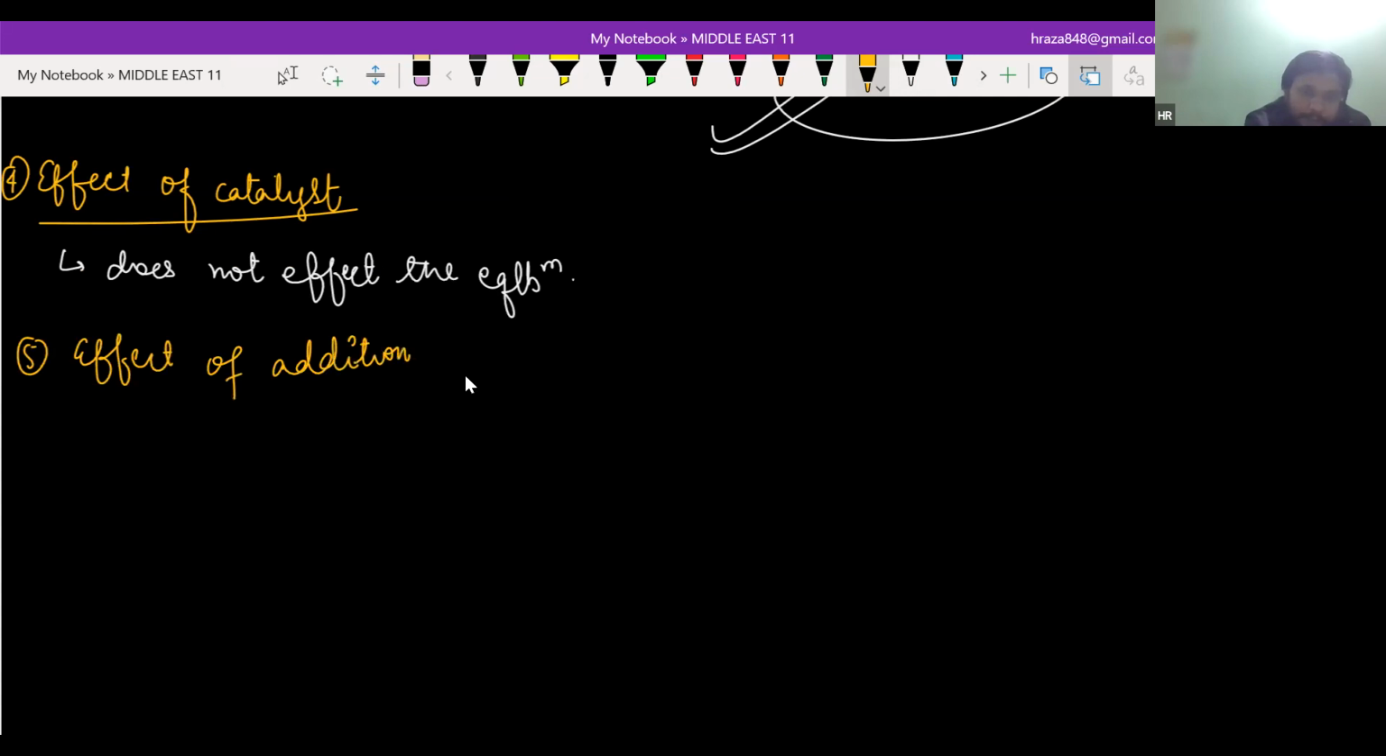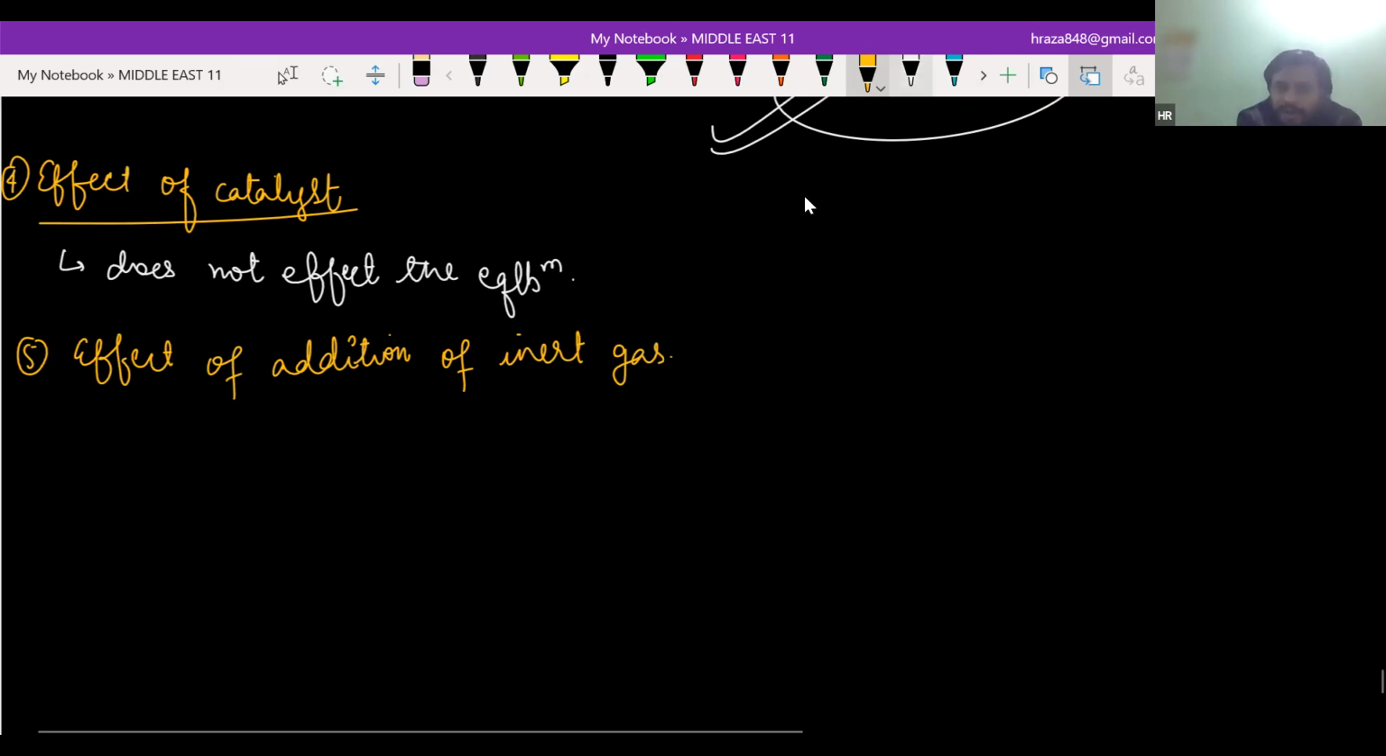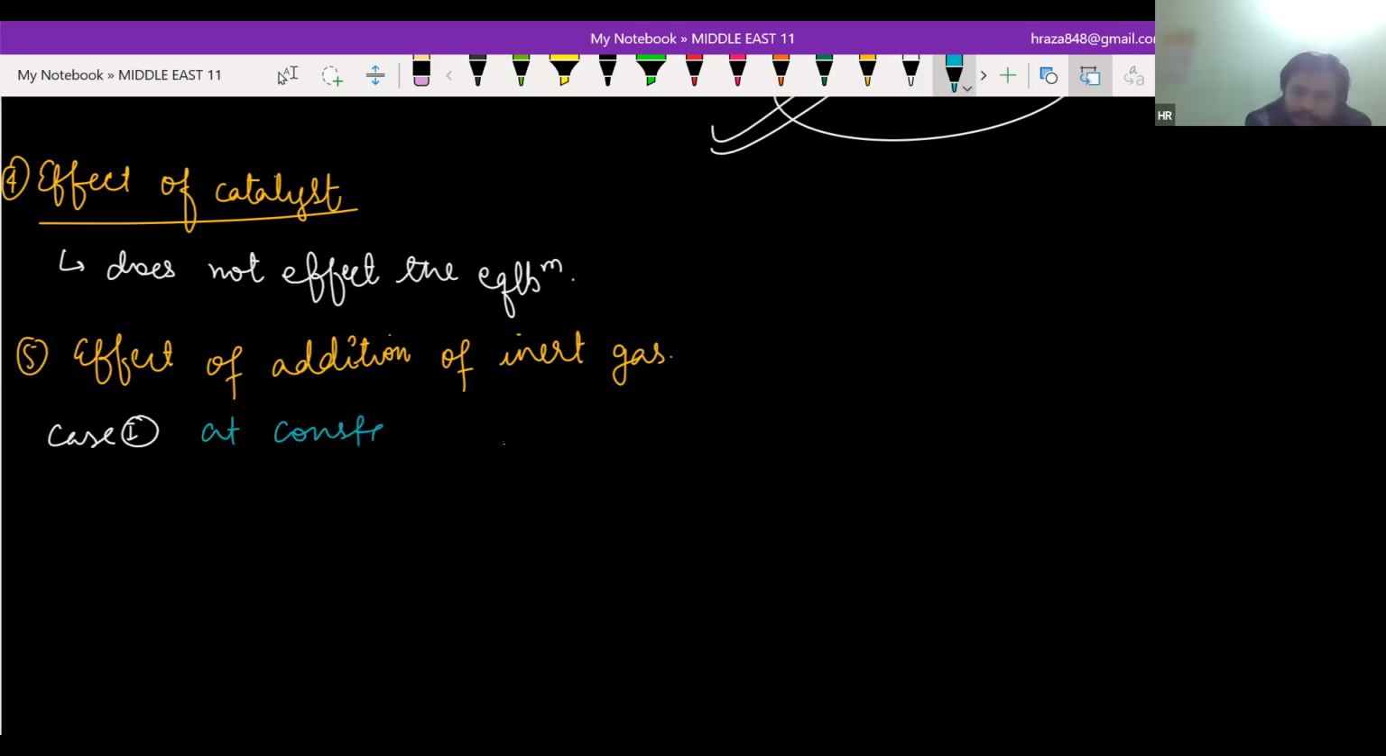addition of inert gas. So it will have two conditions: either it is at constant volume or it is at constant pressure. Okay. So case one: at constant volume, if you add some inert gases into the reaction or into the container, it won't affect its equilibrium.